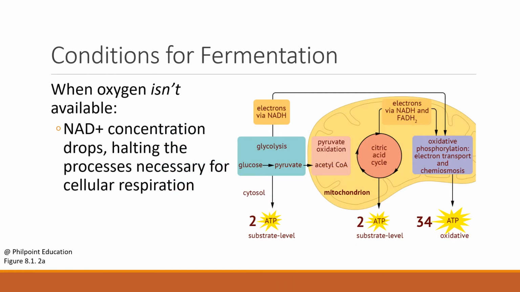We can see that if oxygen isn't available as the final electron acceptor to oxidize NADH, then the concentration of NAD+ will rapidly drop. Without NAD+, glycolysis, pyruvate processing, and the citric acid cycle will halt. So how is energy produced then?